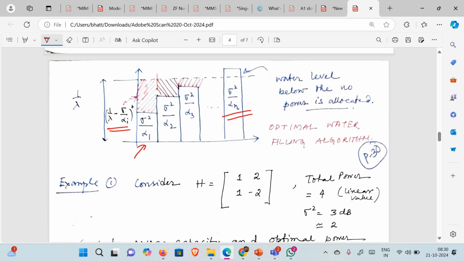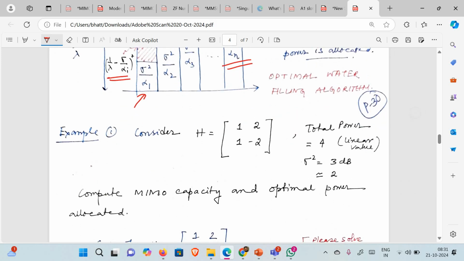Alpha 1 will be greater than alpha 2. So this one, alpha 1, if it is smaller, then this portion that you are looking at, if alpha 1 is greater, how can this be greater? What you are saying is alpha 1 if it is smaller. Yes, that's what I told you.